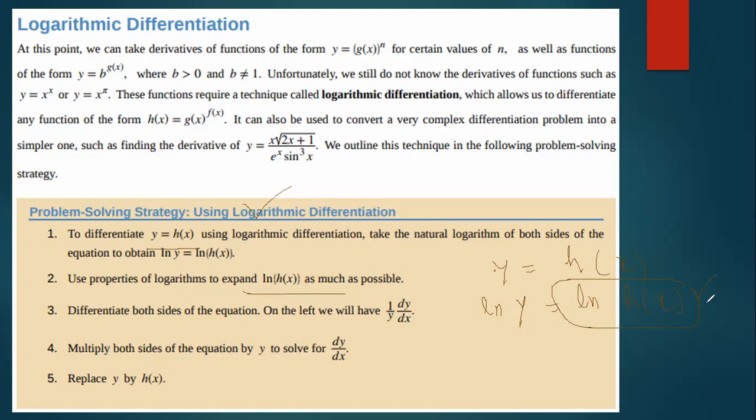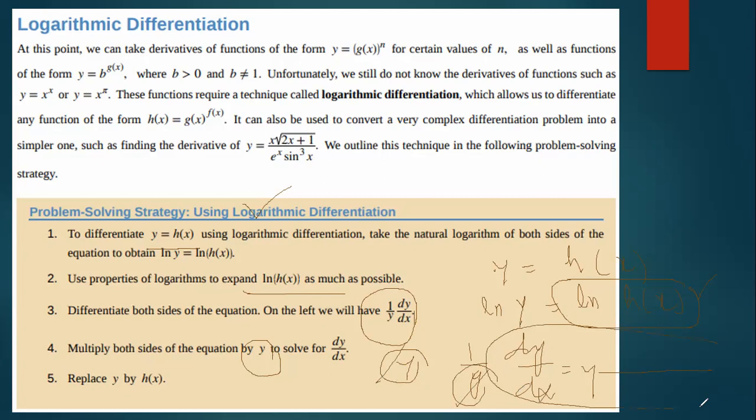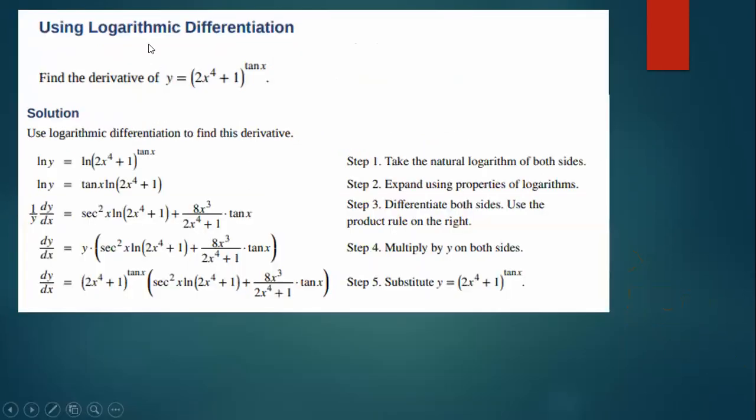Then differentiate on both sides. On the left side I will have 1 upon y times dy upon dx, and all other terms on the right-hand side. Then multiply both sides of the equation by y, y here and y here. The y and y will cancel out, and this will be my final equation after differentiation.